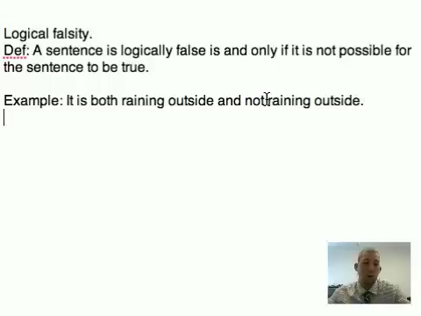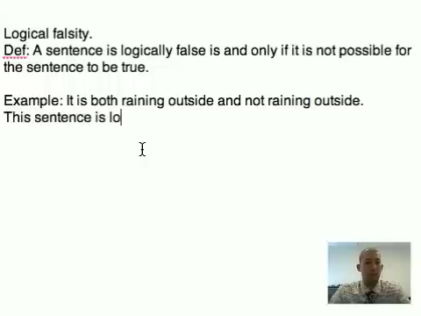So you can swap out "raining outside" with another sentence, whatever other sentence you like. But the sentence will always be logically false. Why? Because it's in virtue of the form. So this sentence is, and we'll say logically false to distinguish it from being false. So when something is logically false or logically true, what we mean is the sentence is true or false with respect to its form, not with respect to what it's actually saying or the content of it.